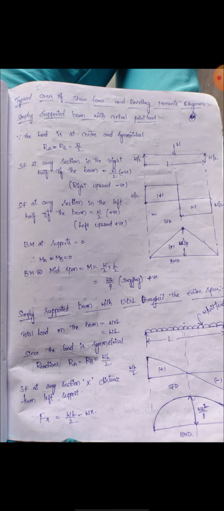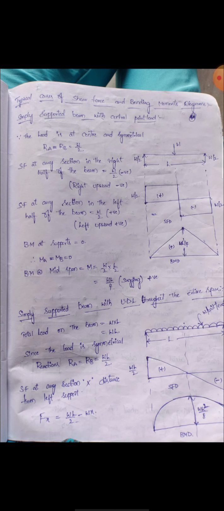So for the shear force value, taking the right half of the beam, the shear force value is W by 2. Here the load acts downwards, so the sign convention is taken as negative, that is, right upward. That's why the shear force value at the right half of the beam is minus W by 2.